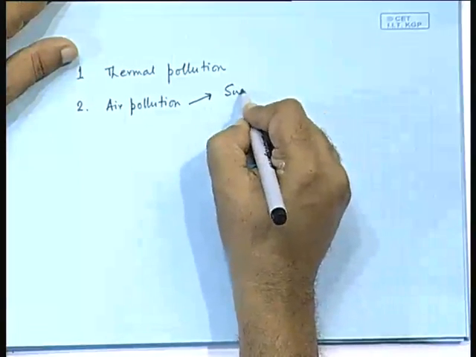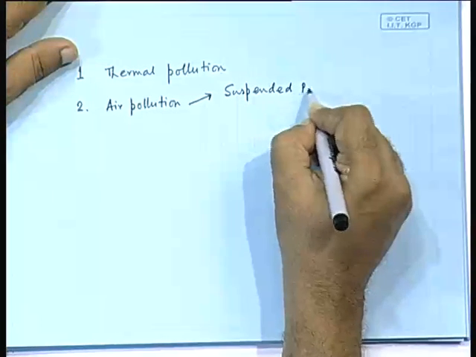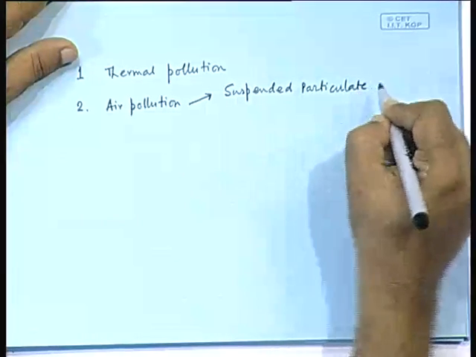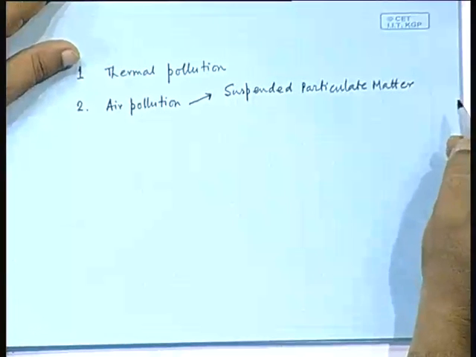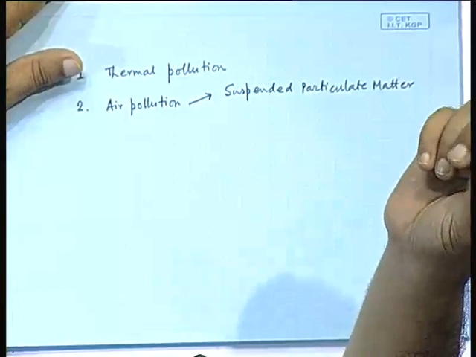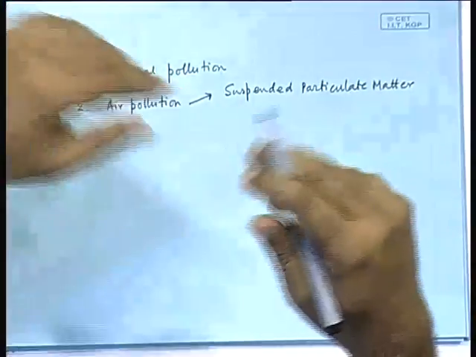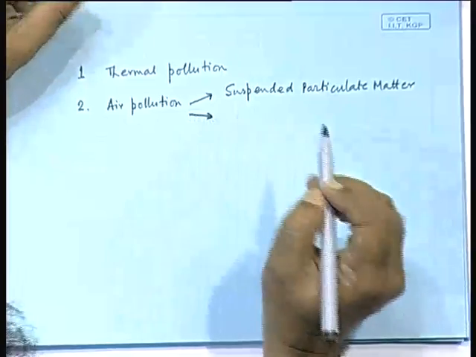One. Suspended particulate matter, SPM, which is ash suspended in the air. You see, many of the power plants, if you look at the chimney, you see a thick black soot coming out of that. So, that is what suspended particulate matter is. Then what is the other source of air pollution?